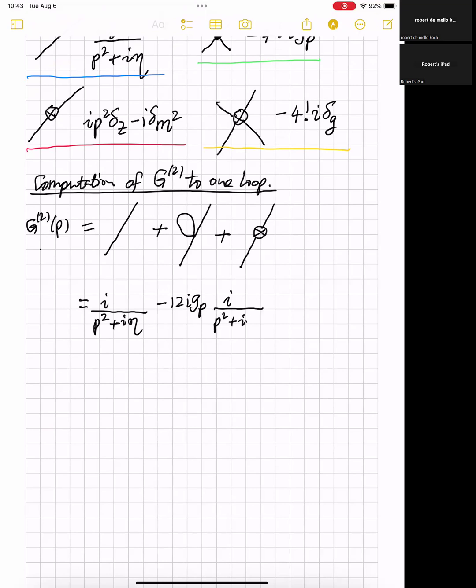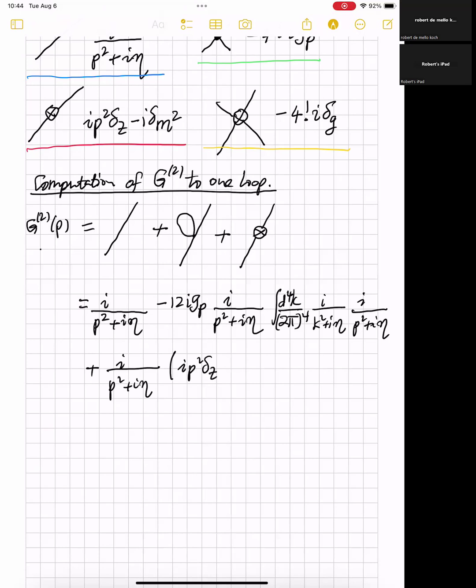Then, 1 over p squared plus i eta, I'll have an integral d4k over 2 pi to the 4. I'll have an i over k squared plus i eta, and then the second line, the one after the loop, 1 over p squared plus i eta. And then finally, I've got the diagram that corresponds to the counter term. So I've got a propagator, i over p squared plus i eta. Then I've got the counter term rule, i p squared delta z minus i delta m squared. And then I've got the propagator after the counter term, i over p squared plus i eta.